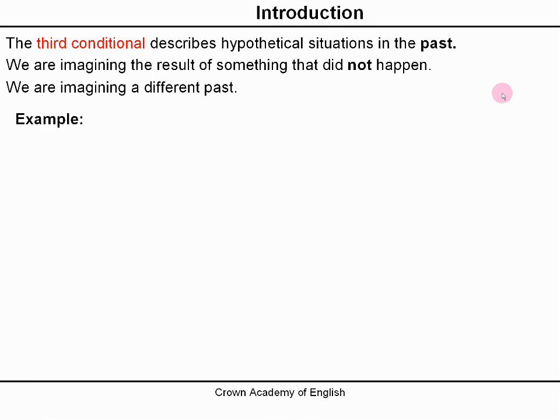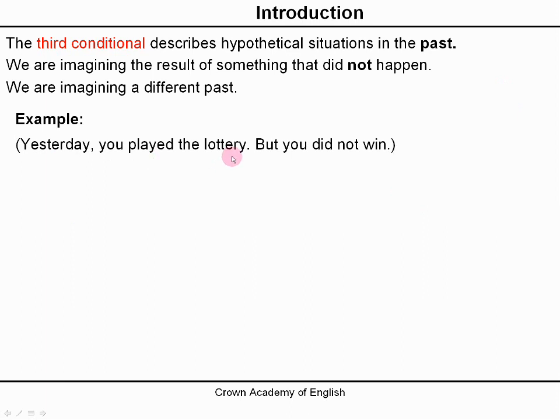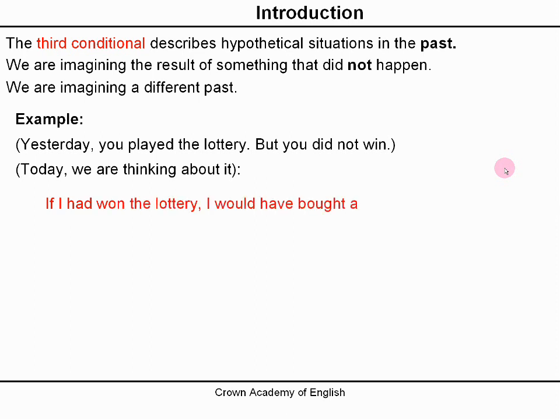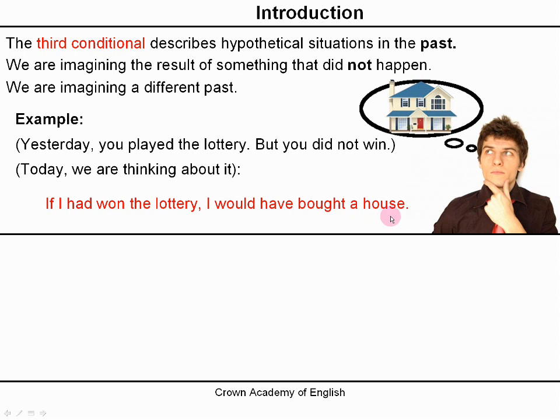So the context for the example is: yesterday you played the lottery, but you did not win. So this is the context. And today we are thinking about the situation. So this is the context, and here is the example of the third conditional. If I had won the lottery, I would have bought a house. So this is the third conditional.